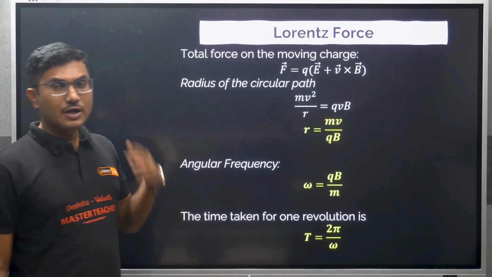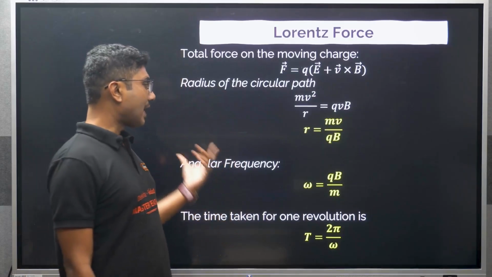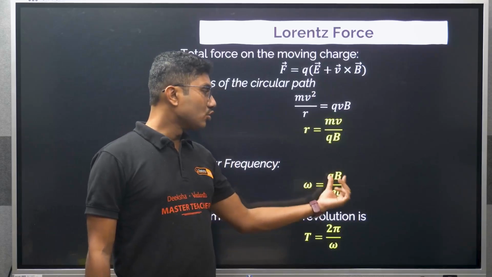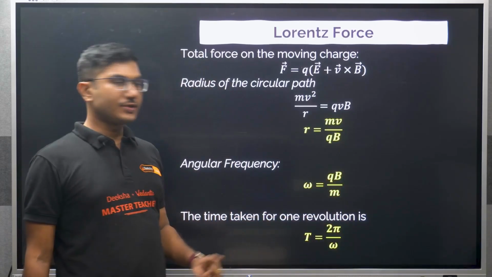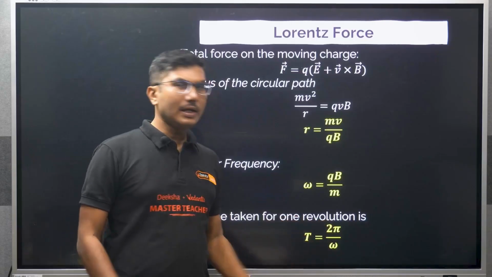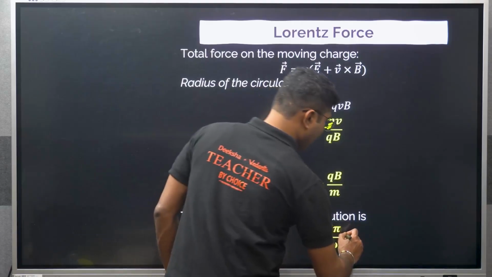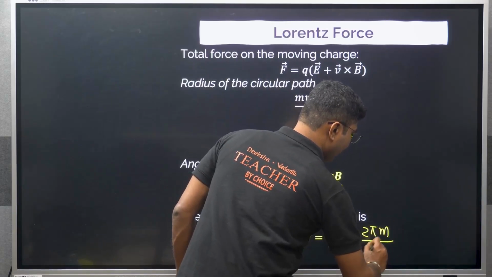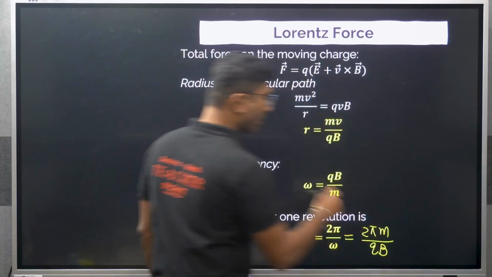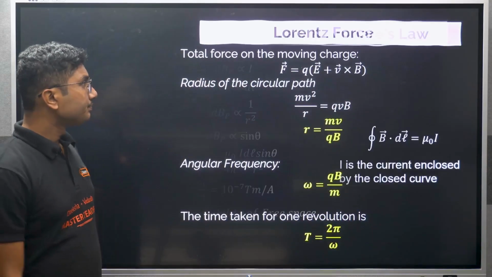Angular frequency, so if it is in rotational motion, it will also have an angular frequency. The angular frequency is given by qB by m. Time taken for one revolution is given by T equals 2 pi by omega. Okay, or you can calculate, it will be 2 pi m by qB. We solved one question based on this formula in our last lecture, right?